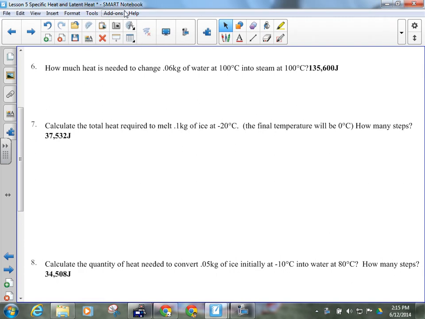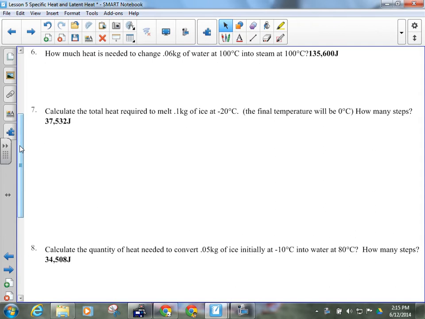All right, so let's have a look at number 7 here. Okay, we did number 6 yesterday. Remember, when you run into a heating curve question, the first thing you want to do is draw a rough diagram of the heating curve and mark on it your starting point and ending point.